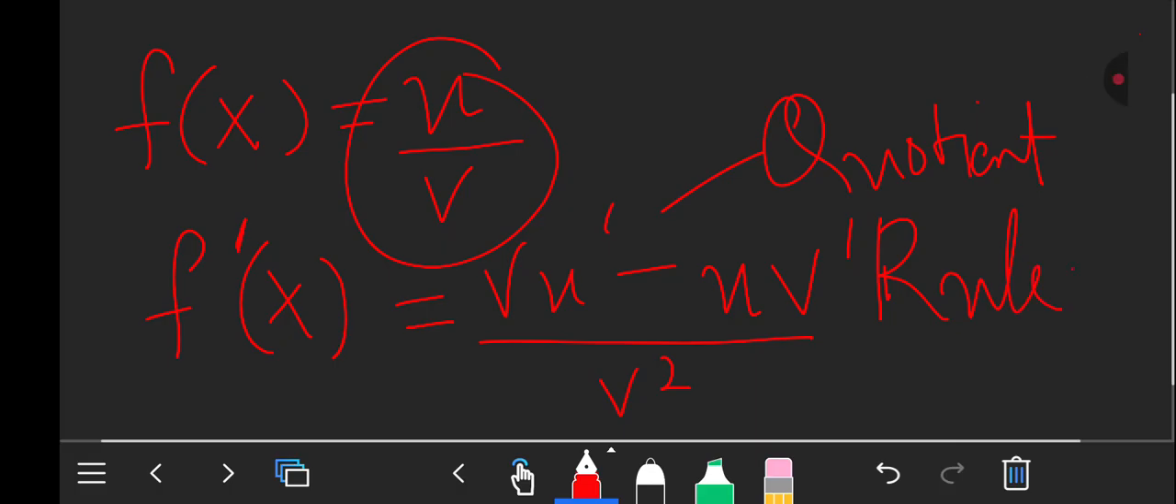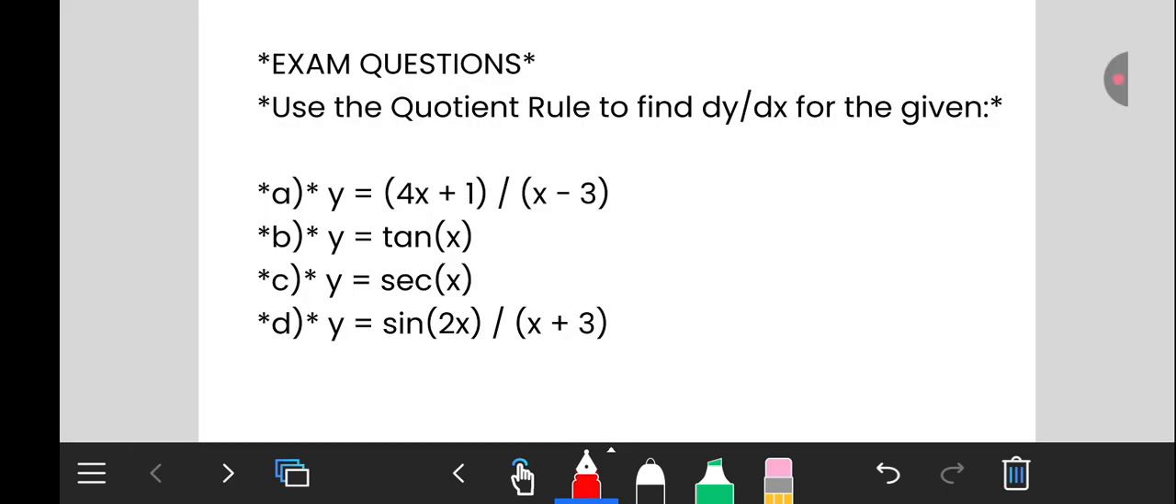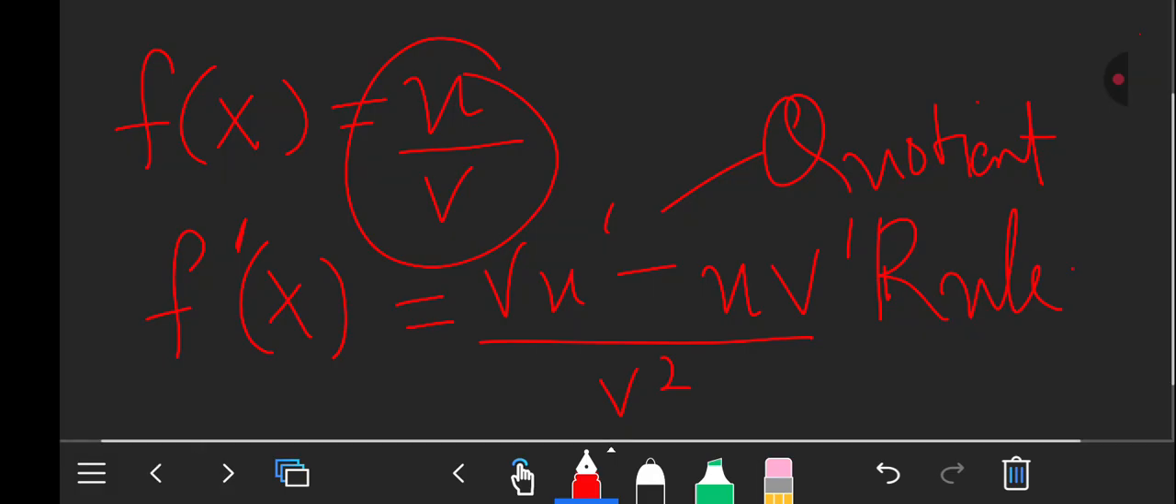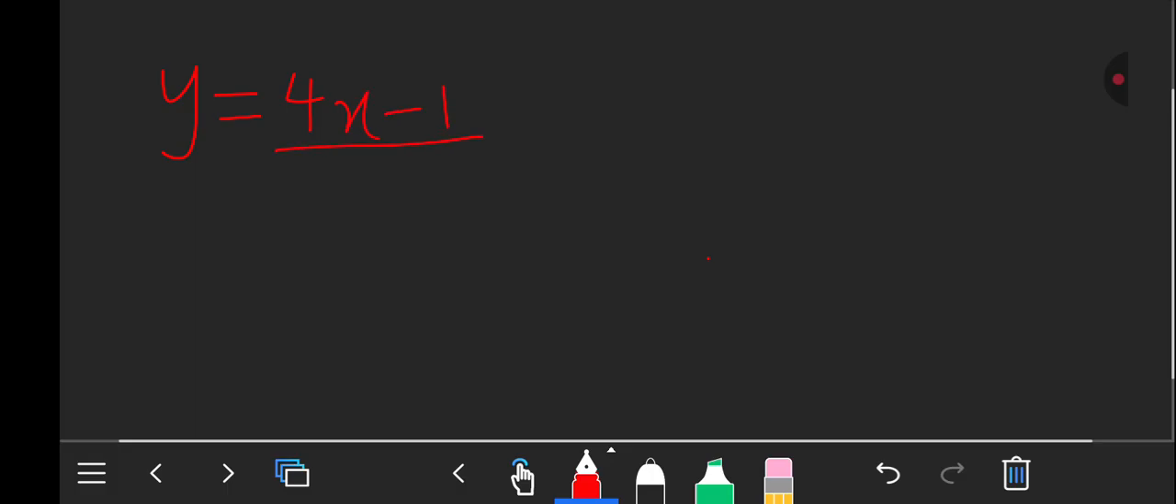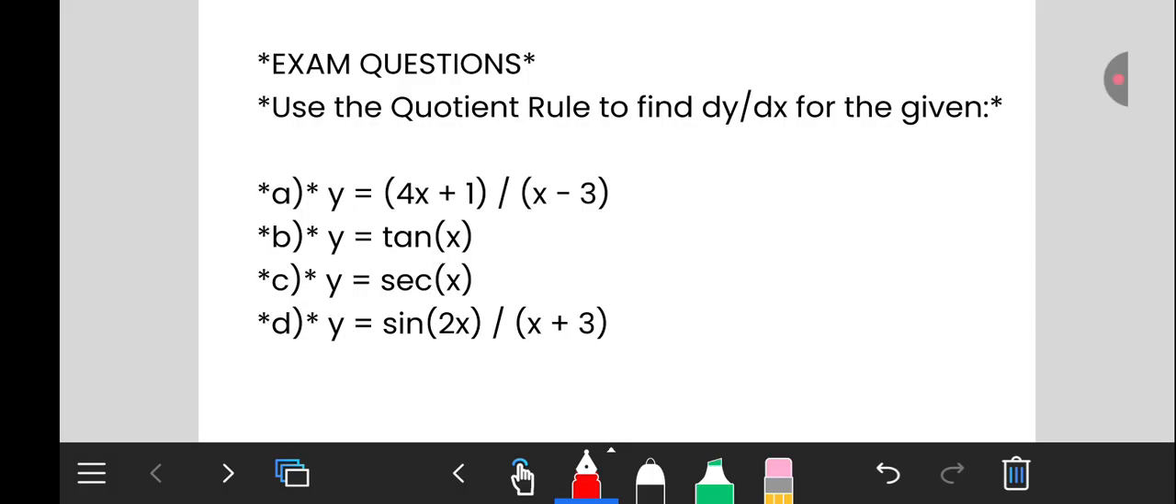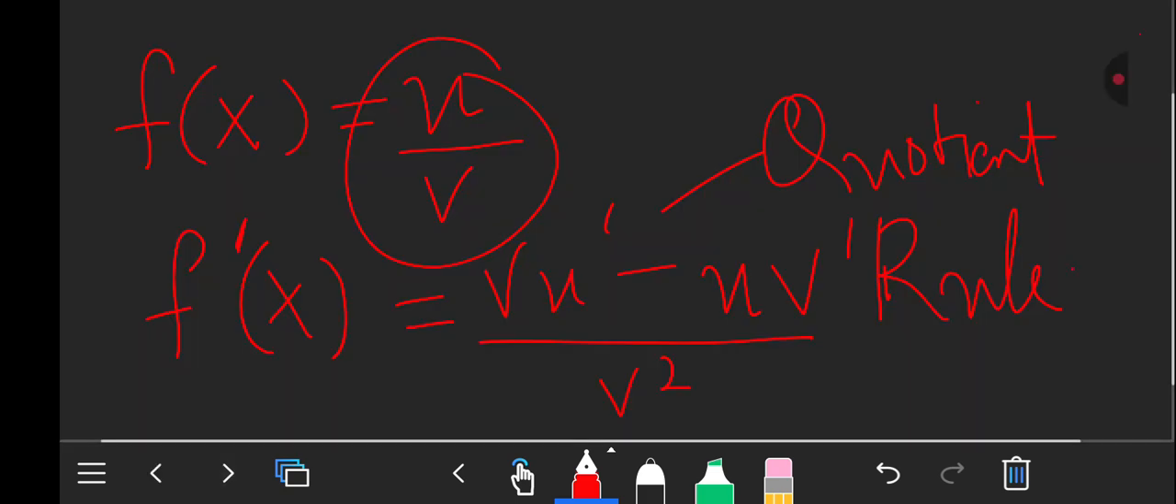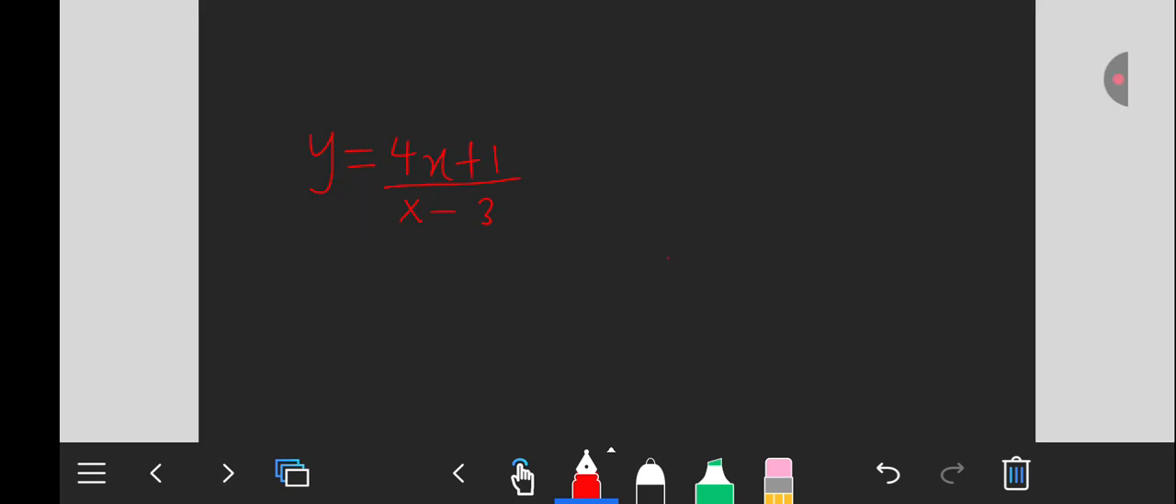So let's look at how we can apply this quotient rule in solving those exam questions. The first question is y is equal to 4x plus 1 divided by x minus 3. Okay, 4x plus 1 divided by x minus 3. The 4x should have a plus there.